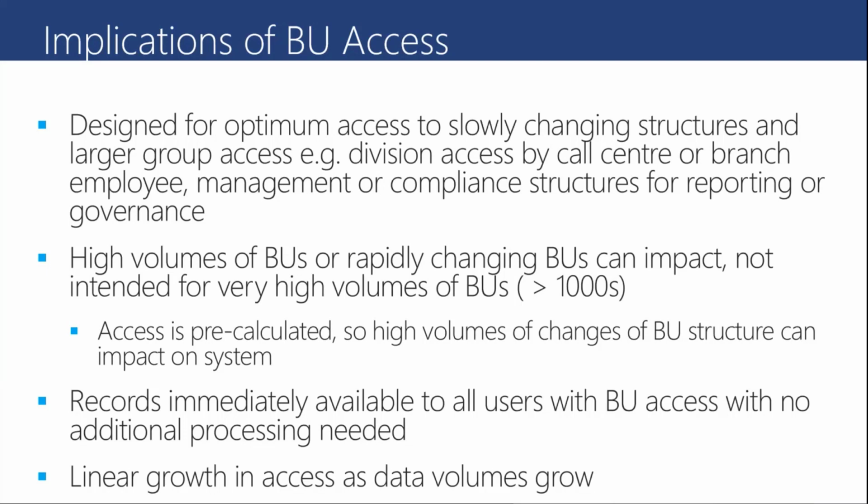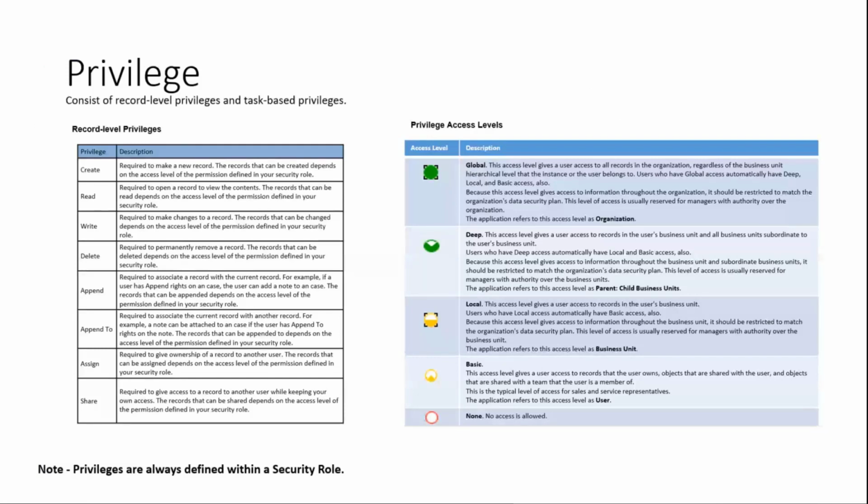about business units. So next we'll talk about privileges. Again, you have privileges for create and all your CRUD operations. And then we have something called append to. Assign is changing the ownership, and share is for sharing records. And append to is just used for related records. You need to have two permissions, one append and another append to. So it's just those privileges.